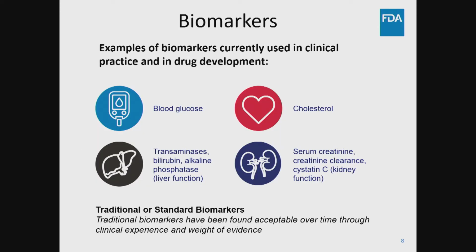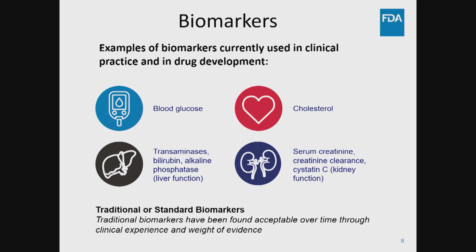So this slide has several examples of biomarkers. These are what are considered traditional or standard biomarkers. You've probably all heard of all of these. Things such as blood glucose and cholesterol are measured in medical practice as well as used in the drug development setting. Things such as transaminases, bilirubin, and ALK-Phos are used to assess liver function. Serum creatinine clearance, and cystatin C can all be used to assess kidney function.